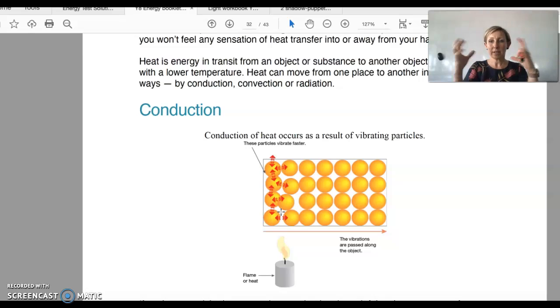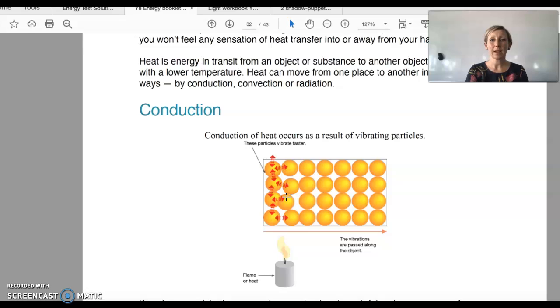And that increases the movement in the particles, and that movement allows the heat energy to be transferred to all of the surrounding particles. So if heat energy is applied to these two, that will transfer the heat to all of the surrounding particles, which will then in turn transfer the heat onwards. So conduction relies on the particles within the material being very close together and tightly packed.